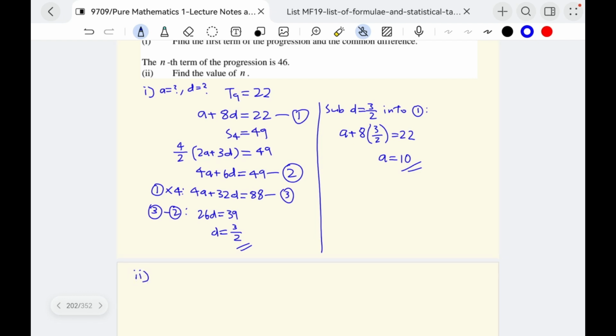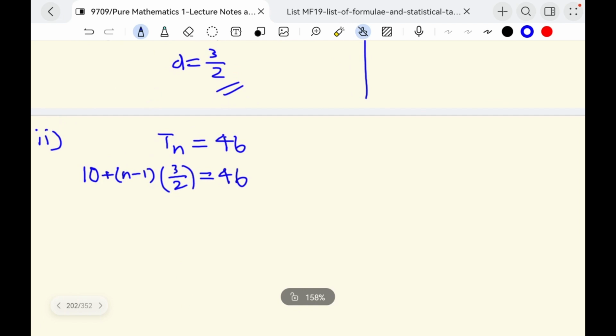Move on to the second part. The nth term of the progression is 46. Find the value of n. Okay, so Tn is equal to 46. Since you got A and D from part 1, why not just apply it? 10 is the first term, plus n minus 1, with n to be found, and then multiply by the common difference, 3 over 2. Next, solve for n.